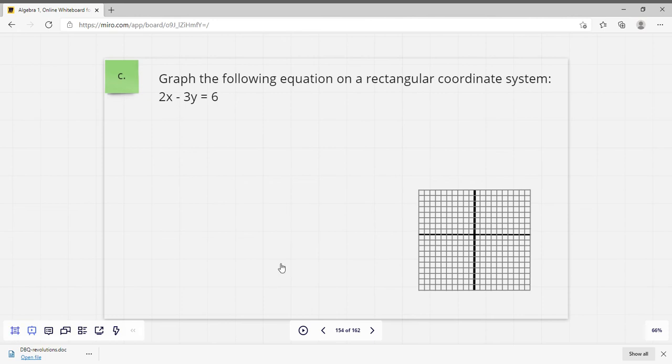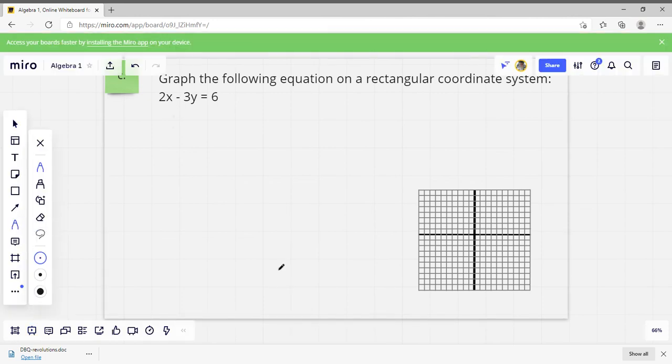C has us graph the following. Alright, so first we have to rearrange that. So we've got 2x minus 3y equals 6. So I'm going to get this 2x and move it to the other side. And now I've got negative 3y equals negative 2x plus 6. Now I've got to divide by negative 3. Okay, those are going to cancel, and I'm going to get y equals, these negatives cancel, 2 over 3 x. 6 divided by negative 3 would be negative 2.